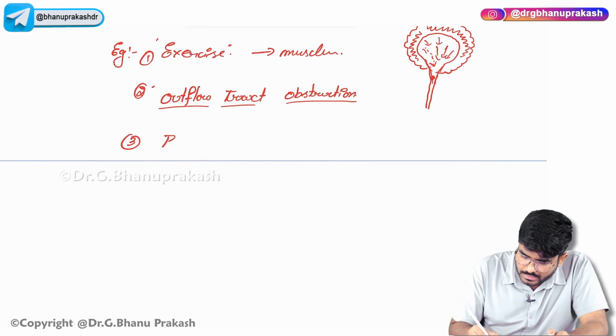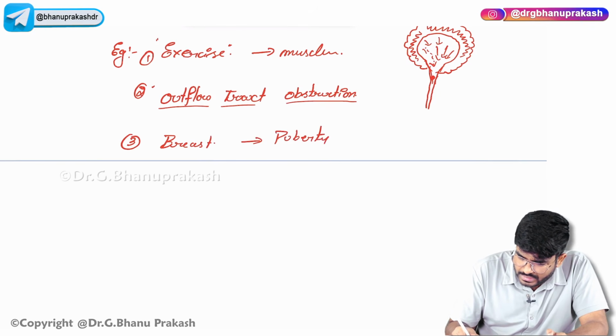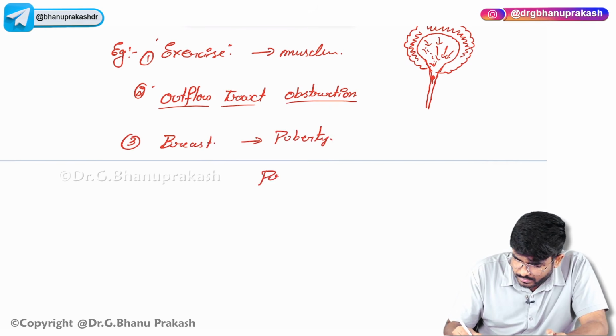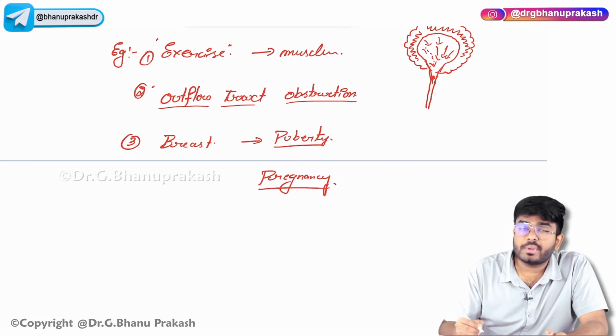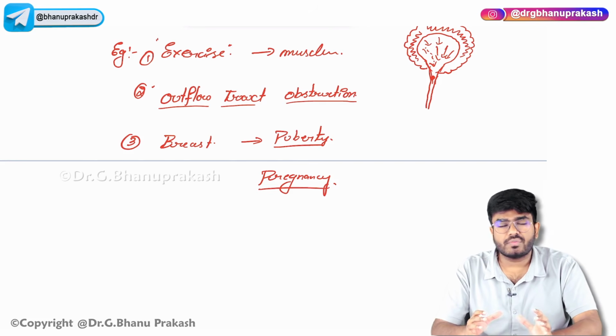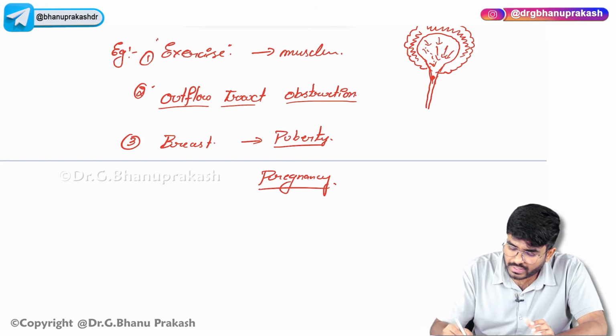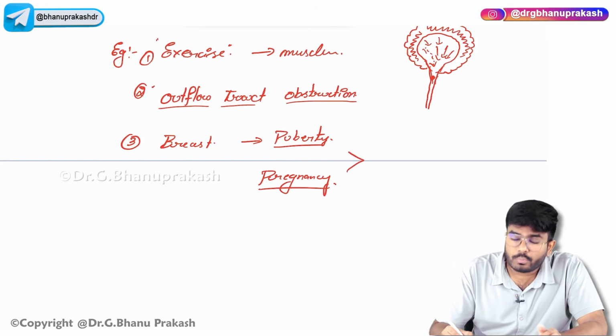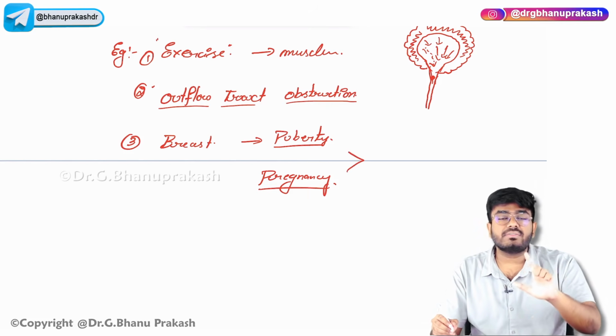Next, in the breast during puberty as well as pregnancy, what happens? Breast size increases, no doubt. So the size of the breast is increasing. Now why is the breast size increasing? Both hypertrophy and hyperplasia will happen.